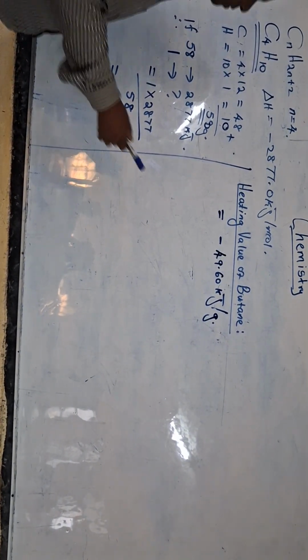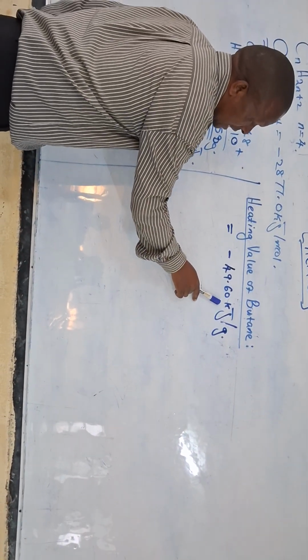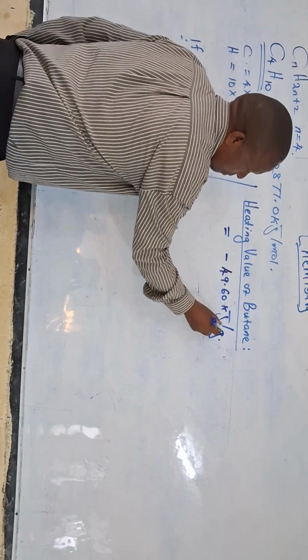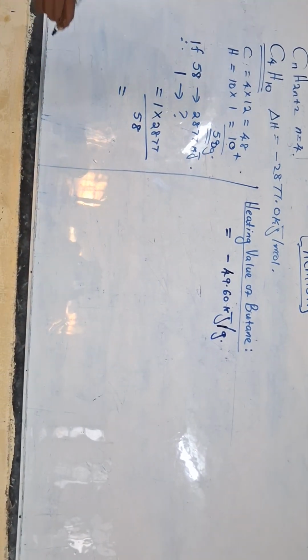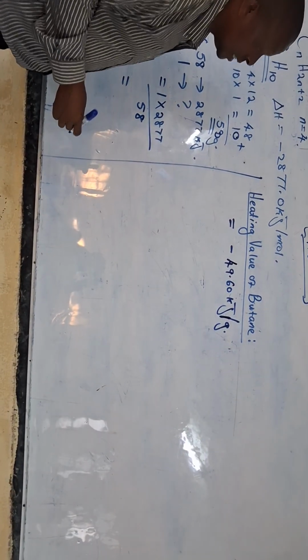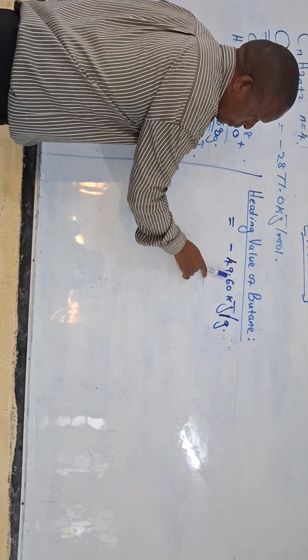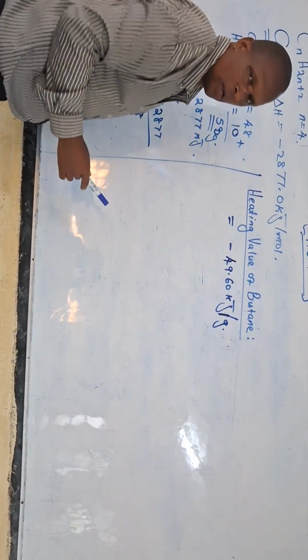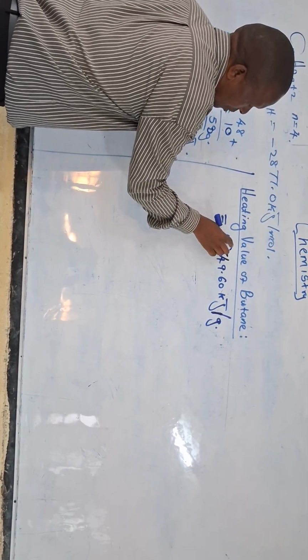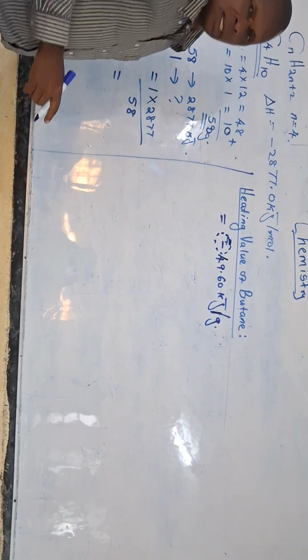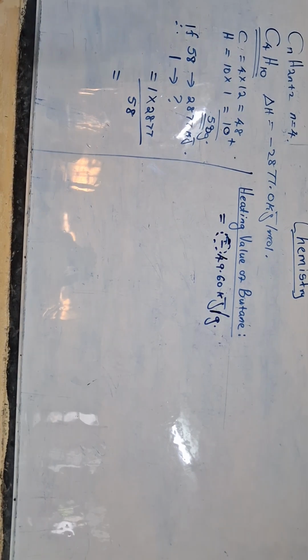We have got this value, 49.60 kilojoules per gram. Meaning, when you heat butane, 1 gram of butane produces 49.60 kilojoules. The negative sign in the enthalpy change indicates that the reaction is exothermic. Heat energy is released to the surroundings.